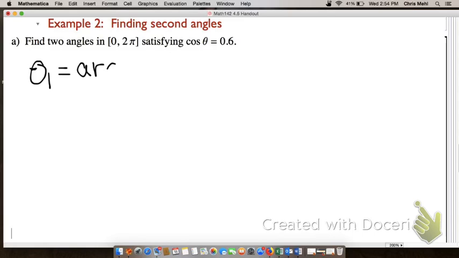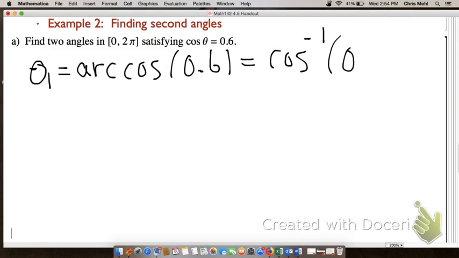It's going to be arc cosine of 0.6, or if you like, another notation is cosine inverse of 0.6, and we plug this in our calculator, and an approximation to 2 decimal places will be 0.93. Okay, so that's already going to be between 0 and 2 pi. Remember, 2 pi is approximately 6.28. So 0.93 is certainly between 0 and 2 pi.